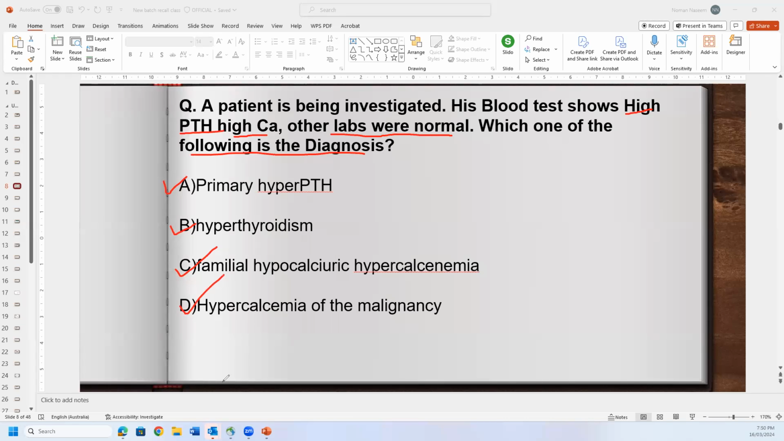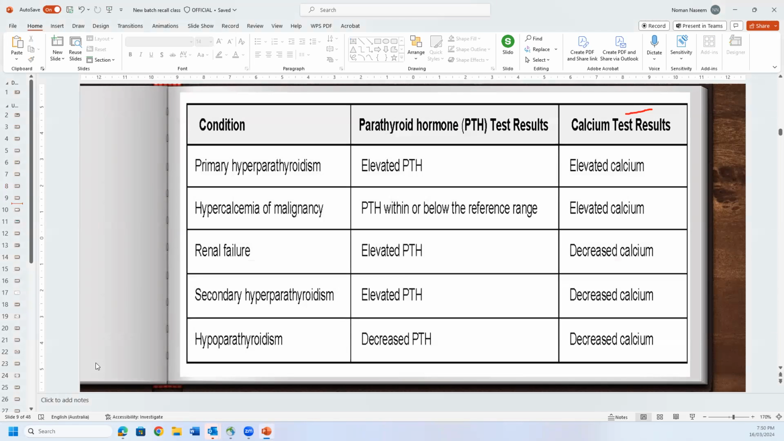So just the parathyroid hormone is high and the calcium level is high. Let us go through this table together to understand what the lab changes are in different diseases. If you look over here, if your parathyroid hormone is high and it causes the calcium levels to be elevated, it can be primary hyperparathyroidism. It can be an adenoma that is secreting excess parathyroid hormone, leading to high calcium levels.